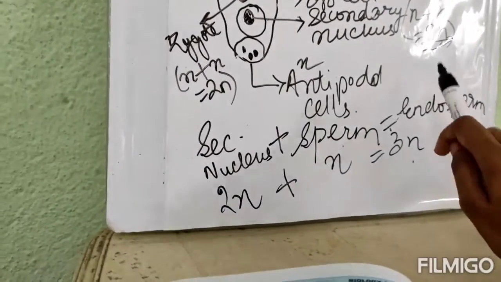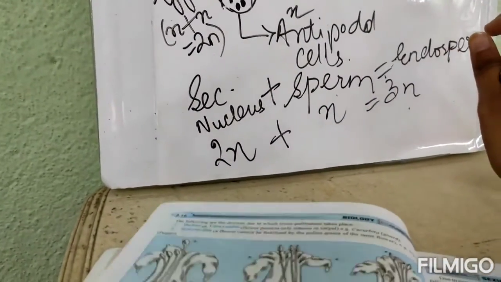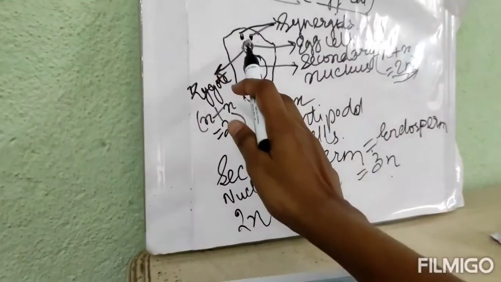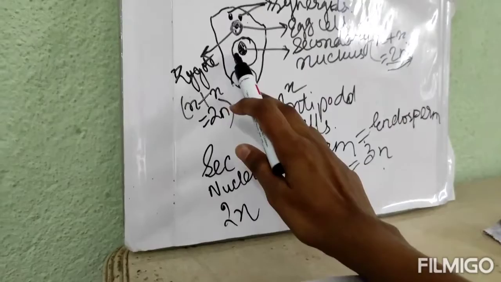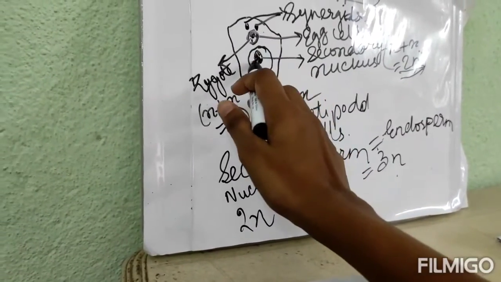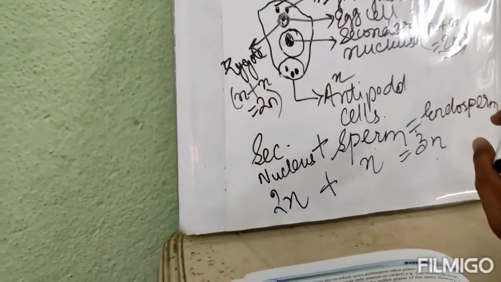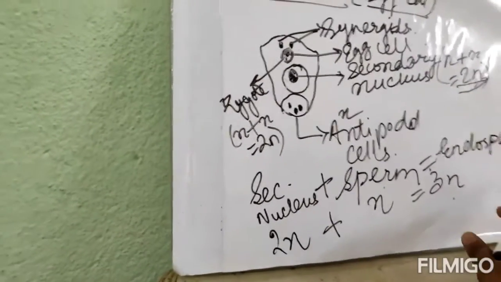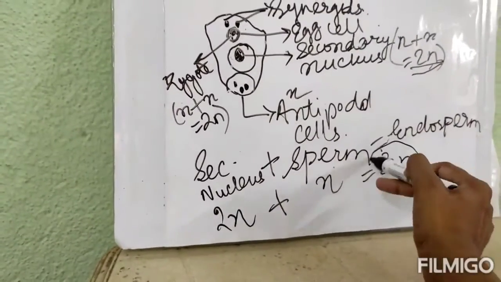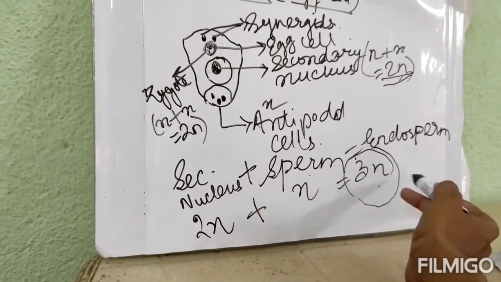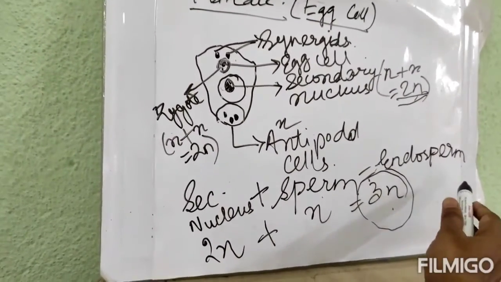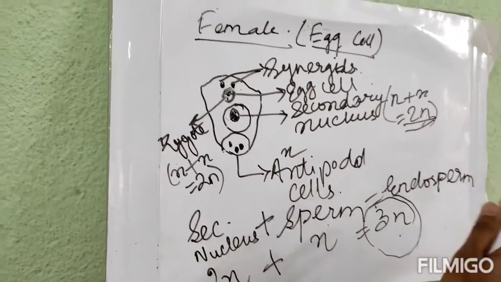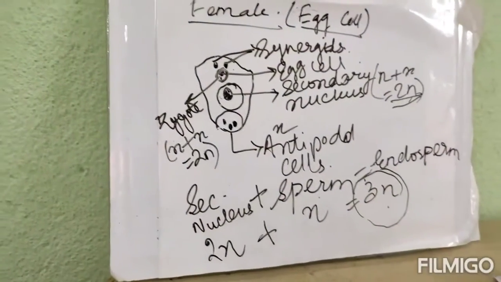Got it? So why is it called the double fertilization process in angiosperms? Because one sperm will fertilize the egg cell, and another sperm will fertilize the secondary nucleus. So fertilization is taking place two times. That is why it is called double fertilization. This type of fertilization is also sometimes termed triploid fertilization, because of the formation of the triploid structure, the endosperm. So this was all about the female gametophyte, male gametophyte and the double fertilization process.